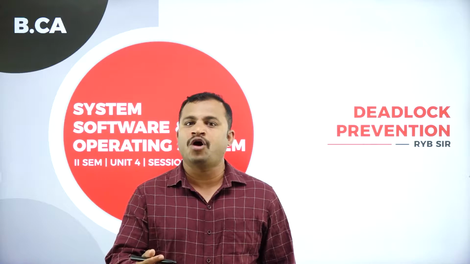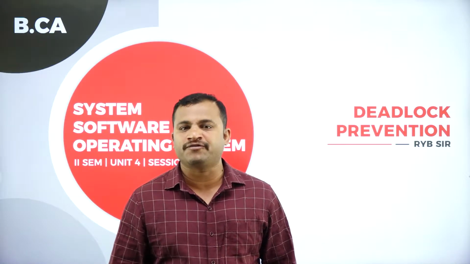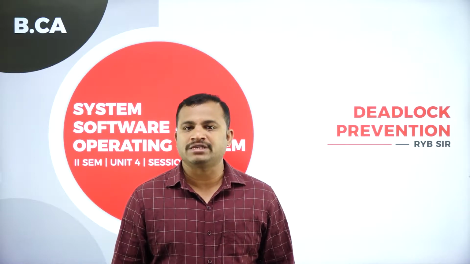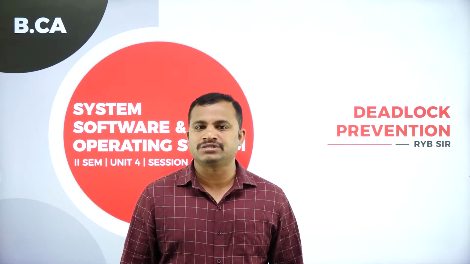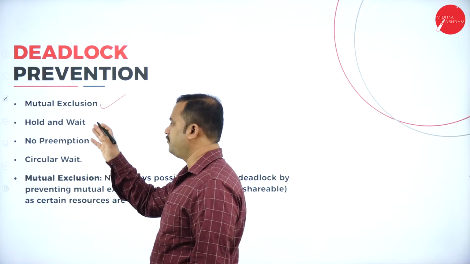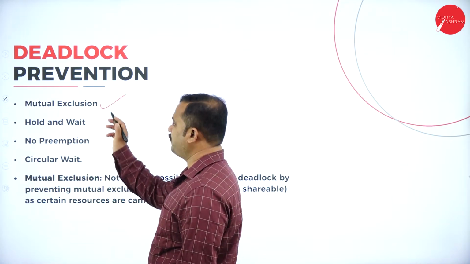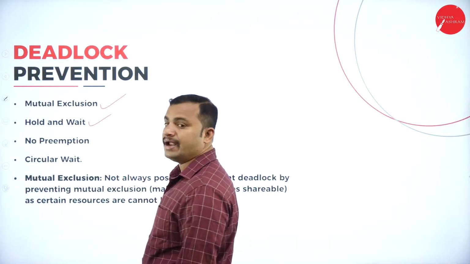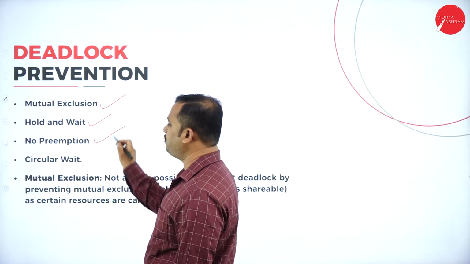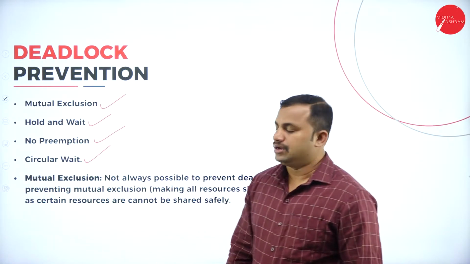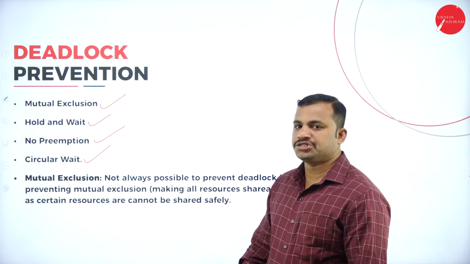In order to avoid and prevent such types of deadlocks, we have certain mechanisms. Let me explain those mechanisms in today's session. The deadlock prevention can be done by following these four different conditions. The first one is mutual exclusion. Second one is hold and wait. Third condition is no preemption. And fourth condition is circular wait. Let me explain each of these conditions one by one.